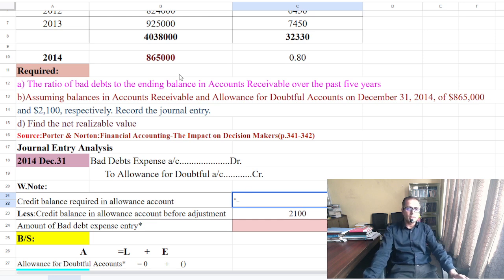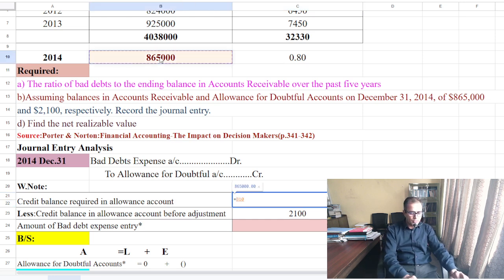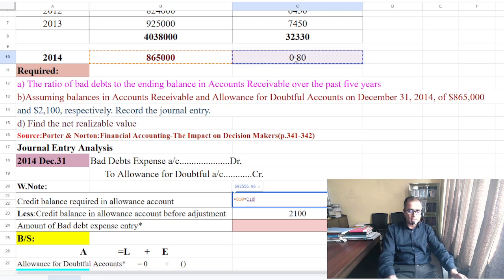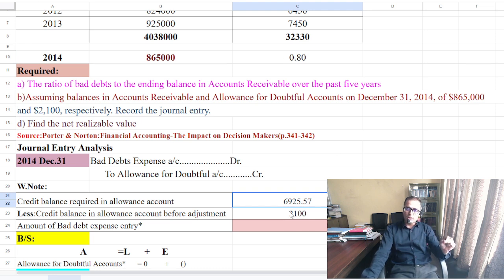The credit balance required in allowances we already calculated. We take this value times the percentage, and since this is given in percentage, you need to divide by 100 again. That is 6925.57. It seems a little different from your author's calculation just because of approximation, but anyway this is the correct calculation. So this value minus this, you would have a value of 4825.57.